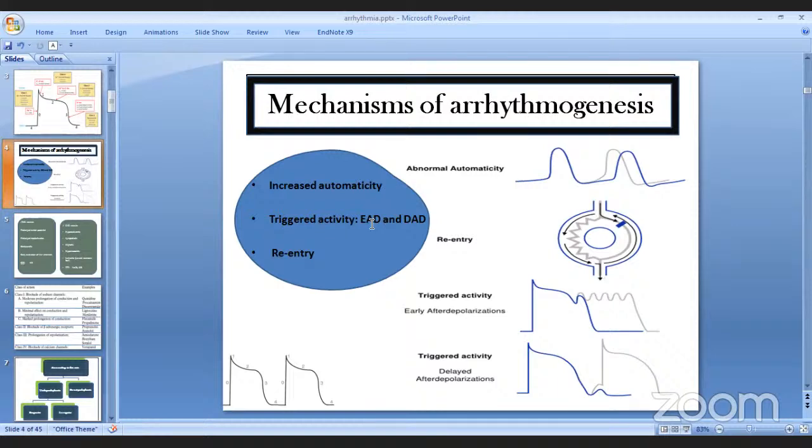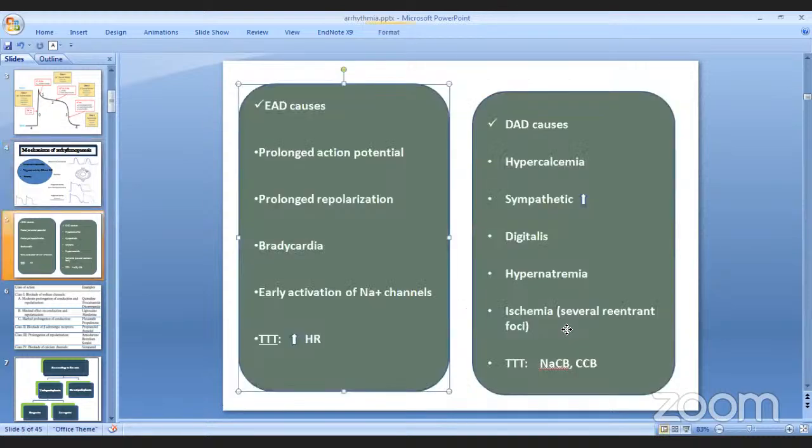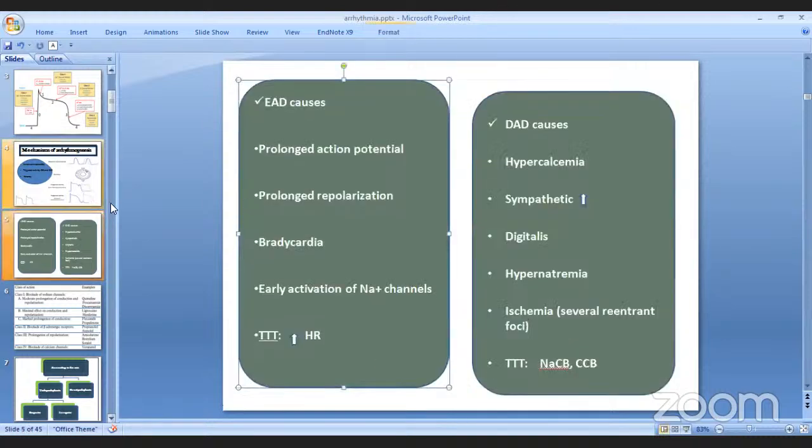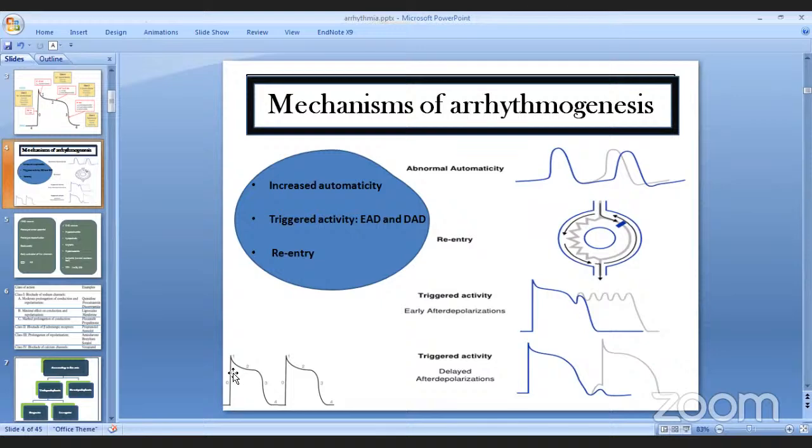Triggered activity, say we can divide it into early after depolarization and delayed after depolarization. So what's early after depolarization? So after depolarization, the name itself makes it clear, hey, it's the depolarization after the repolarization. Hey, this is a depolarization. It has a repolarization start by so. Okay, let us see in this picture, hey. Your picture might be much clearer.